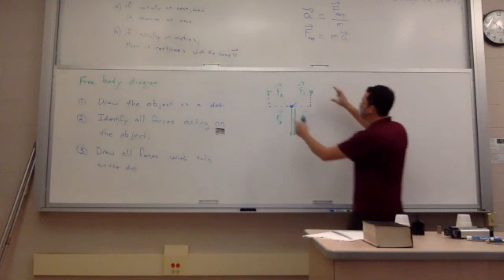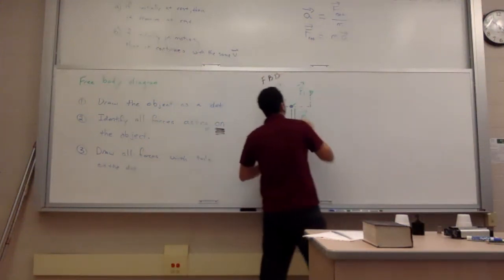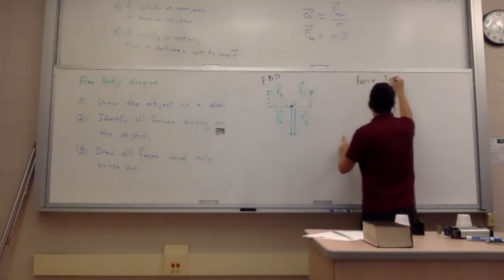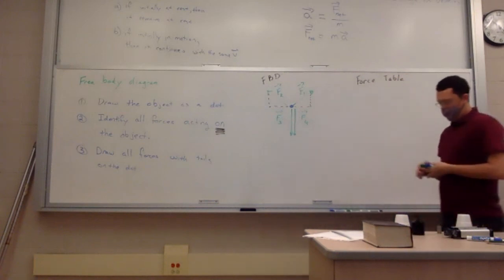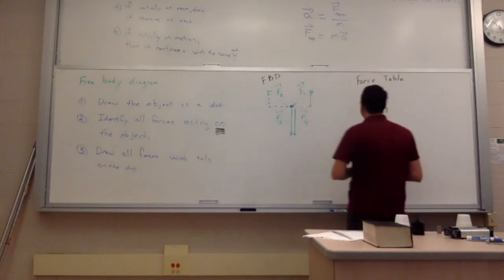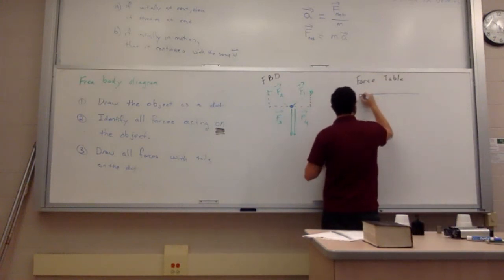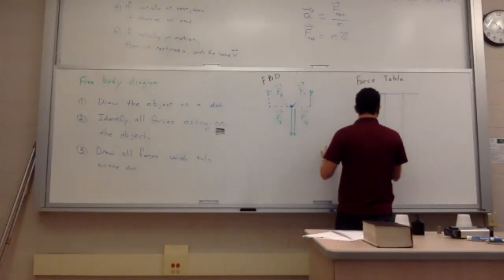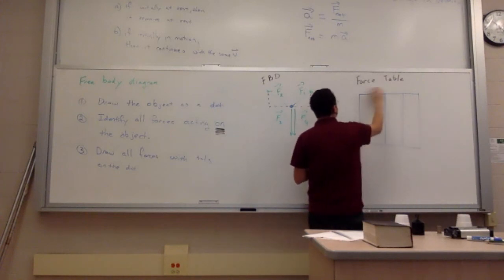And then after you get this far, we'll have a force, so this is a free body diagram, FBD. And over here, we're going to have a force table. And I find that this helps people not forget things. So we're going to make a table, and in the table, we're going to go through, and on the first column, we're going to have the forces.